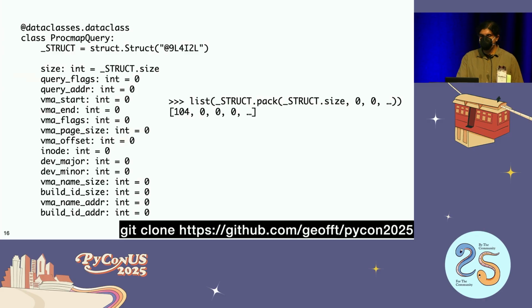Right now, I'm just setting the default value for my data class to the number of bytes that this struct says it's going to take up when packed. And so just floating here on the right of the slide is an example. Suppose I just called struct.pack of whatever these values are, struct.size, 0, 0, et cetera. It'll get me a list of bytes back, 104, 0, 0, et cetera. So that's what this struct.pack is doing. It's turning back and forth between the data class and bytes.